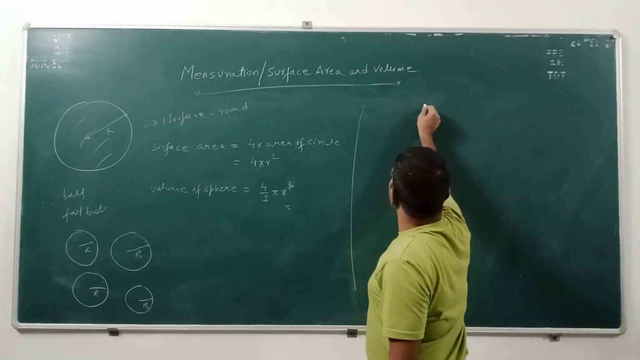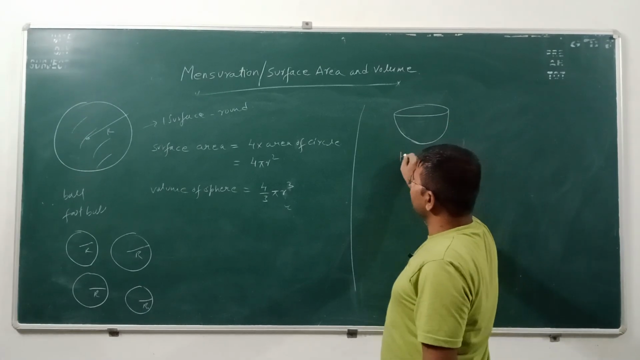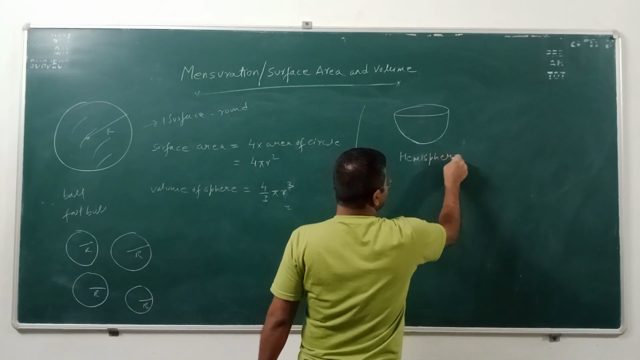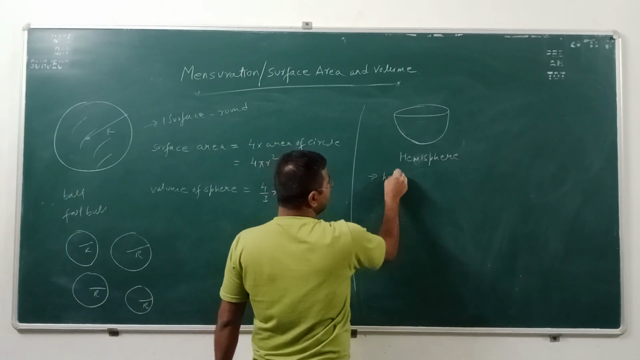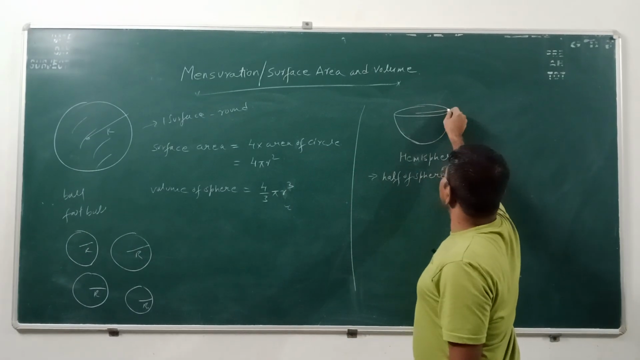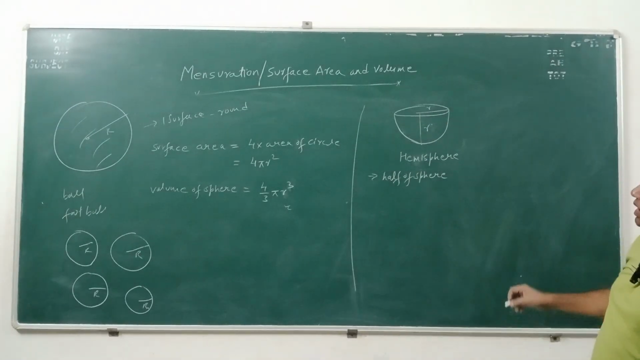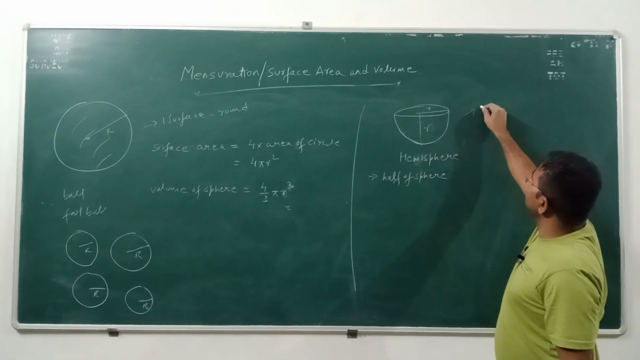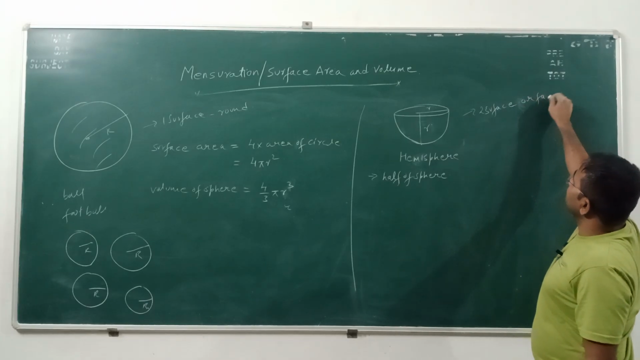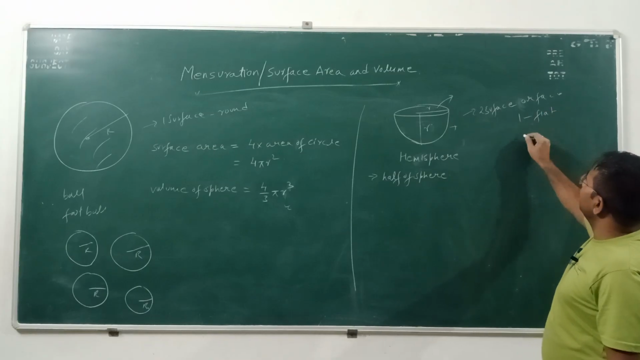Now let us talk about the hemisphere. So see here, this is a hemisphere. Hemisphere is also what? Half of sphere. So here again two faces are there. Two surfaces or faces you can say. This one face and this one, means one flat and one curved.